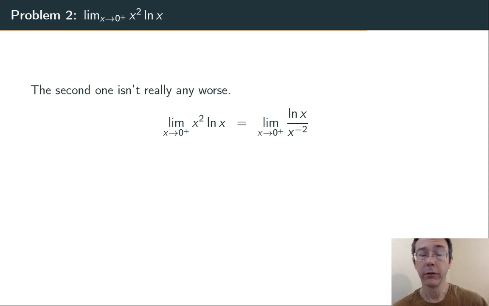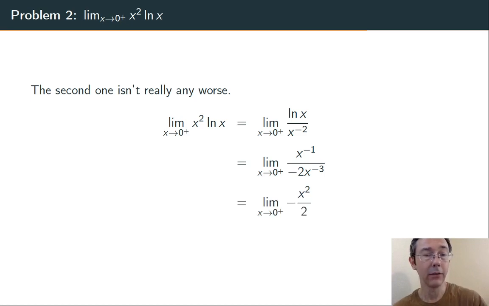Now I have an infinity over infinity form. I differentiate the top, I differentiate the bottom, and I get x to the negative first over negative 2x to the negative third. As x goes to 0, this is once again an infinity over infinity form. Before I charge in and do L'Hopital's rule again, though, I should notice that this can be simplified. The x to the negative third in the denominator, I'll put in the numerator as x to the positive third. Reduce the powers using exponent rules to get negative x squared over 2. And as x goes to 0, of course, this just goes to 0.